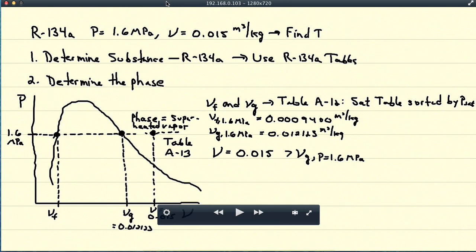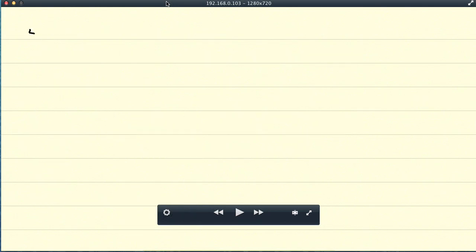Once we determine the phase, that then allows us to determine the table. So we now know what table we go to: table A13. Now we can do step number 4, which is to determine the property. This is going to be a little bit more involved, because when we go to that table, we'll find that we don't have a precise table entry for a specific volume of 0.015. Let's go ahead and show what I mean by that.